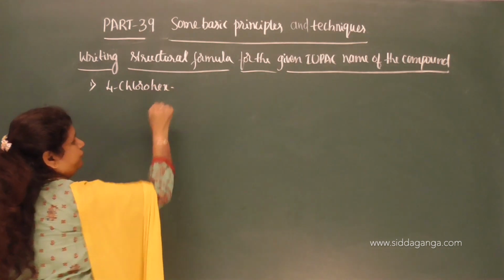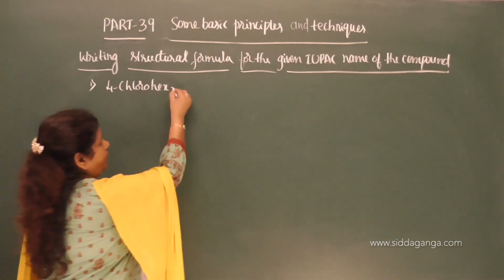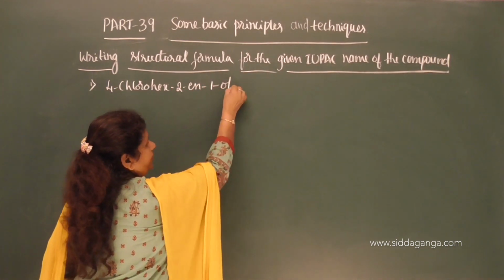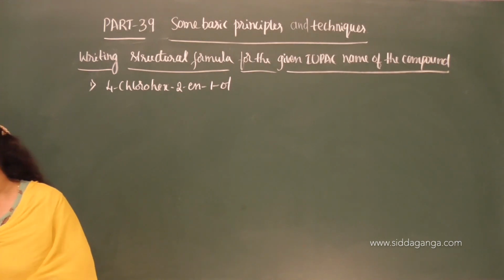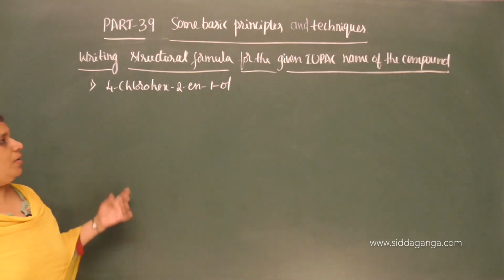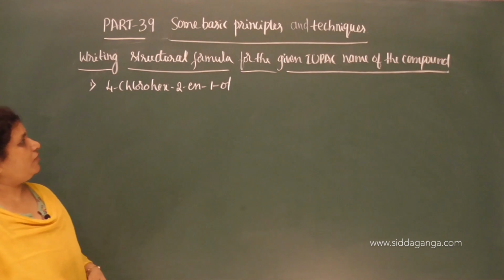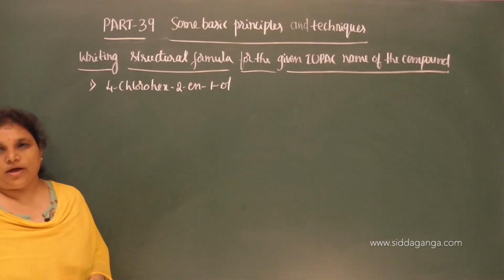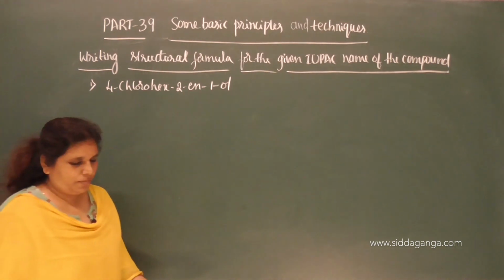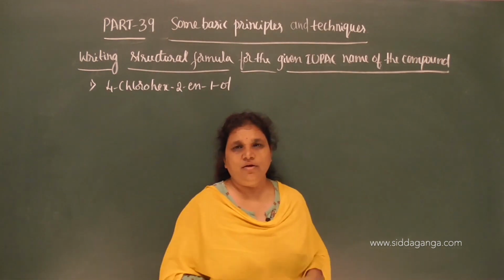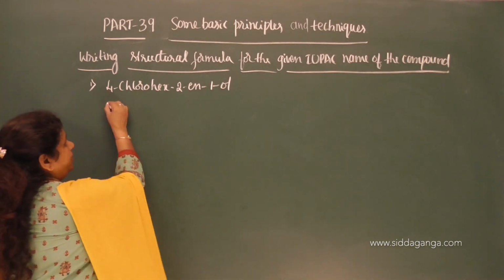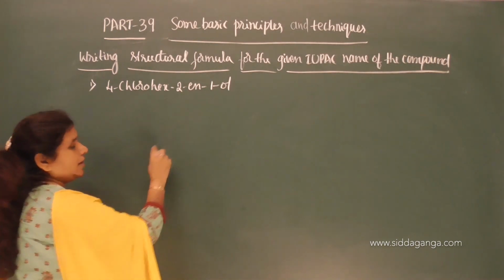4-chlorohex-2-en-1-ol. So, this is the compound given. What is the IUPAC name of the compound given? 4-chlorohex-2-en-1-ol. So, this is the IUPAC name of the compound given. For this we need to write the structural formula. Now, this is the given IUPAC name.